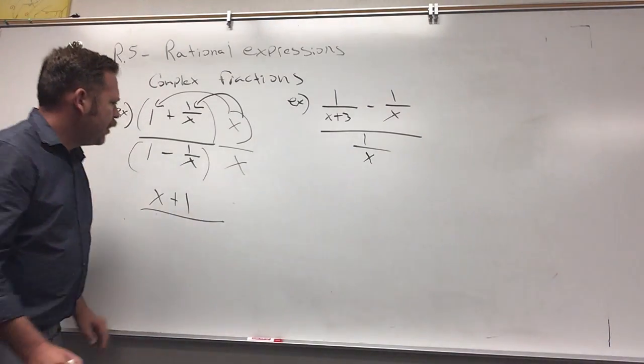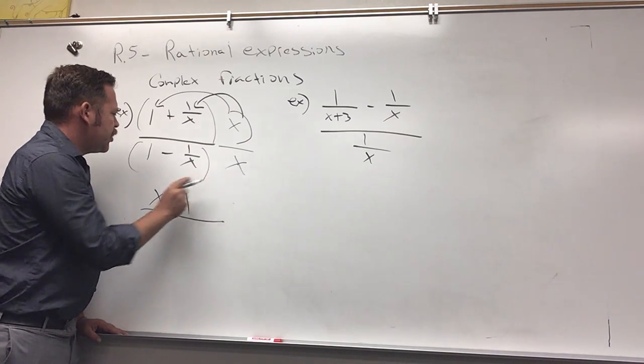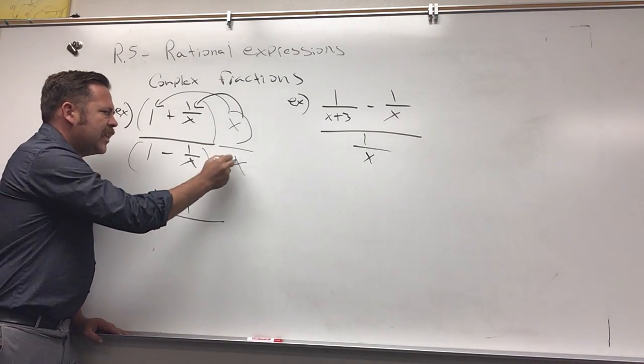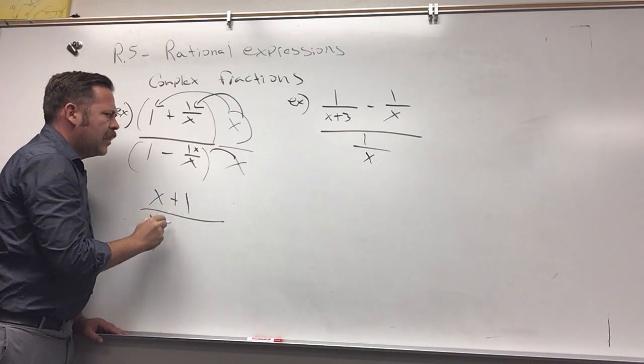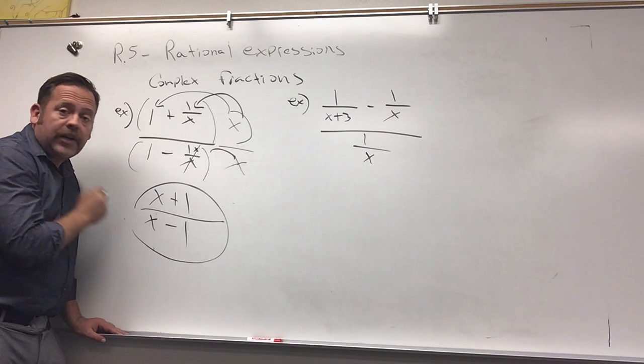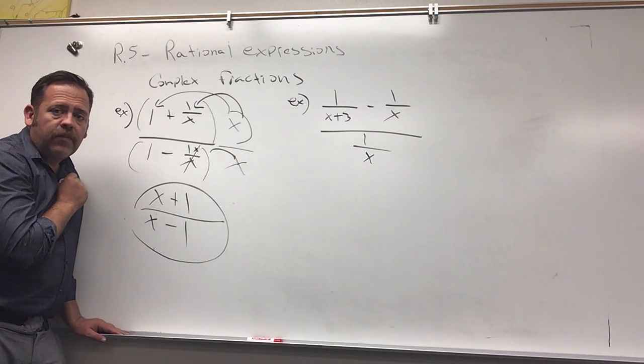It's really neat. So now I'm going to take this x here and distribute it to this 1, and when I do that, I get x. And when I take this x and multiply right here, these x's cancel, and I'm left with just minus 1. So I get x plus 1 over x minus 1. Pretty fun, pretty neat, huh?